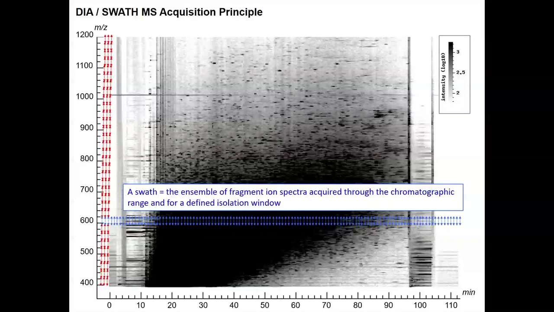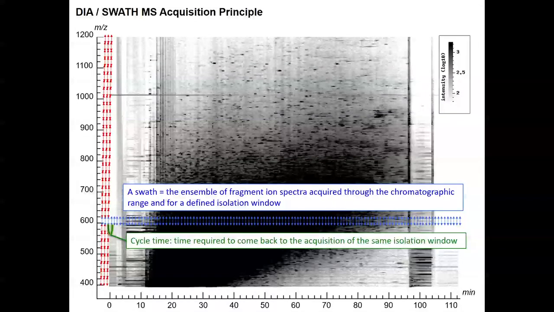And the way that we operate the instrument now is to say, okay, we're going to break up this precursor space from 400 to 1200 M over Z into chunks of 25 M over Z windows. So we need 32 of those to cover the whole space. And each one of these precursor isolation windows is what we call a swath. And so this is basically the ensemble of these swaths repeated over the whole run, so the ensemble of the fragment ion spectra acquired throughout the chromatographic range is what we refer to as a swath.